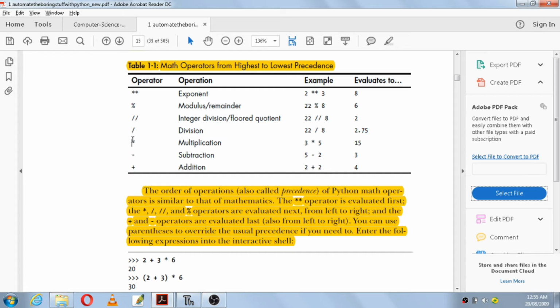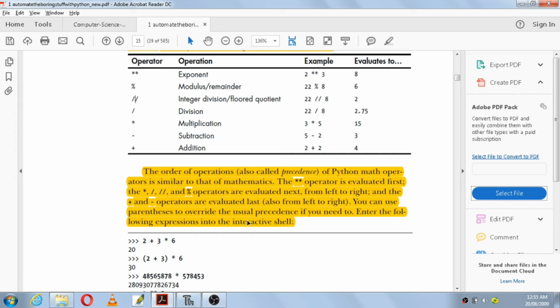Okay, that is multiplication, division, integer division, remainder. If they are all together in an expression, then you have to evaluate that expression from left to right. That means if asterisk, slash, and double slash are all there, then you have to evaluate the expression from left to right, because these four are given the same precedence.